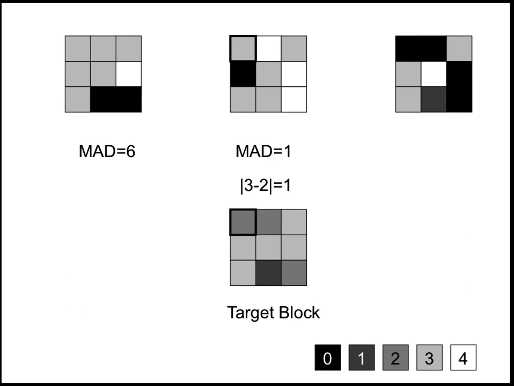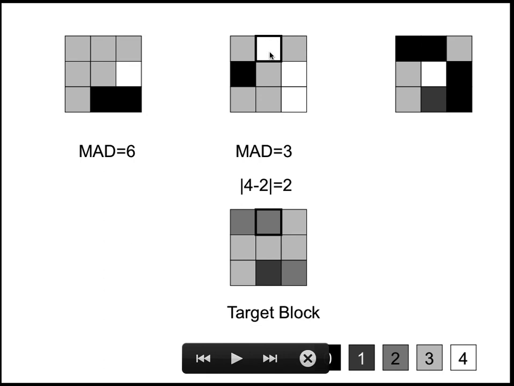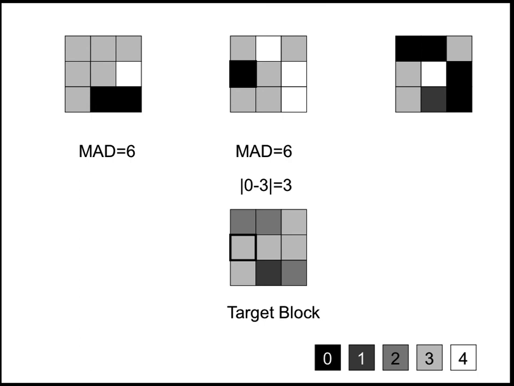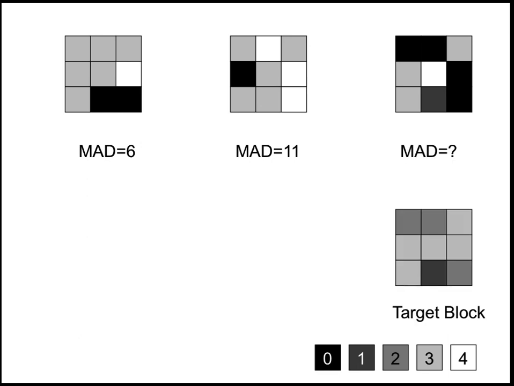Here, the mean absolute difference, we've got a 3 minus 2 will give us a 1. This is a 4, and the corresponding pixel is a 2, so 4 minus 2 is 2. Here we have a 3 and a 3, so it's 0. Here we have a 0 and a 3, so it's minus 3, which gives us 3. And so we add all those up, and we ultimately get a score of 11. So this tells us that this block here on the left is a better match than the block in the middle for this target block.